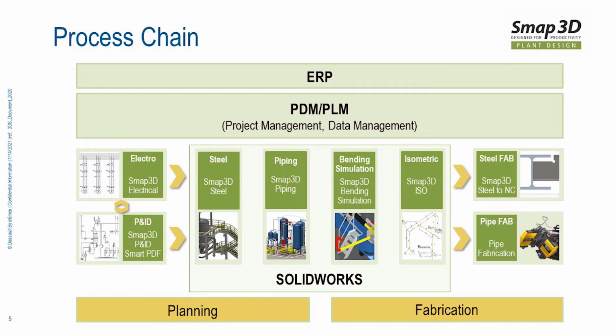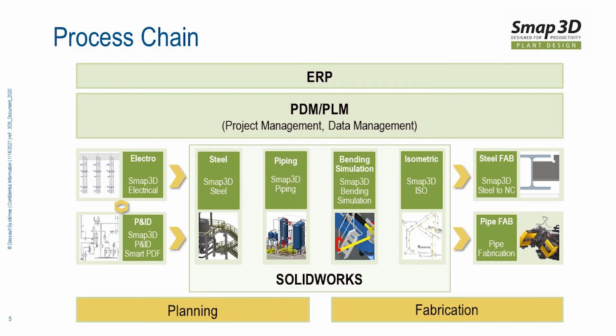Now, when we get into the modules that work inside of SOLIDWORKS, we have our Smap3D Steel, a full-on structural steel detailing solution to extend the capabilities of SOLIDWORKS weldments into a full structural steel detailing solution. Taking the information from the P&ID, we can pull that information in, and the only thing we need to do is draw a path inside of SOLIDWORKS of how it's going to get from point A down to point B. And then our piping engine will build the assembly for you.